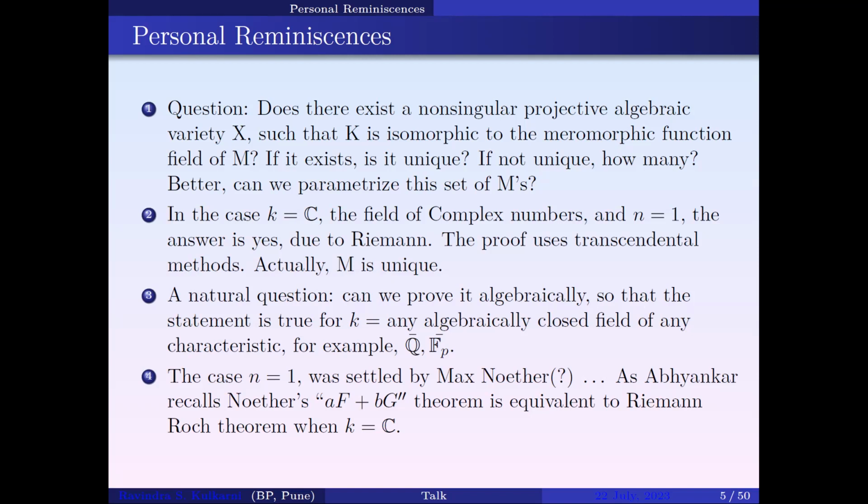So a natural question: the final result is algebraic. Can we prove it algebraically? So that the statement is true for k equal to any algebraically closed field of any characteristic, for example, the algebraic closure of the rationals or the algebraic closure of a finite field with p elements. I think the case n equals 1 was probably settled by Noether, but I'm not sure about this. The Max Noether, father of Emmy Noether. As Abhyankar recalls, Max Noether's AF plus BG theorem, purely in algebraic geometry, is equivalent to the Riemann-Roch theorem when k equals C.